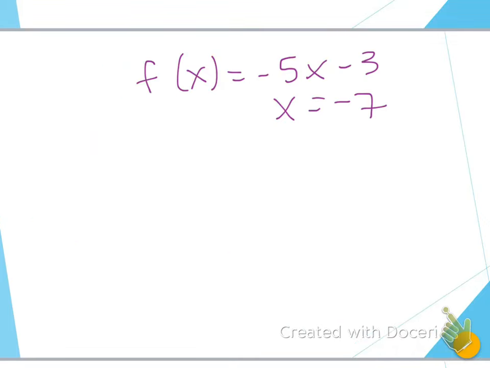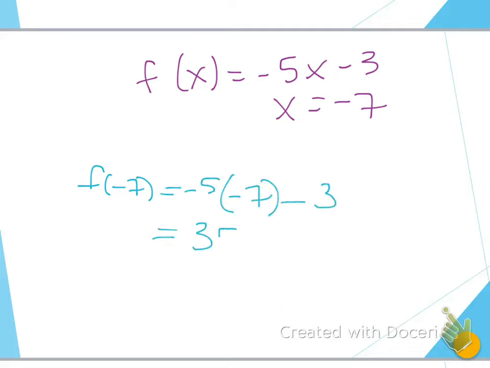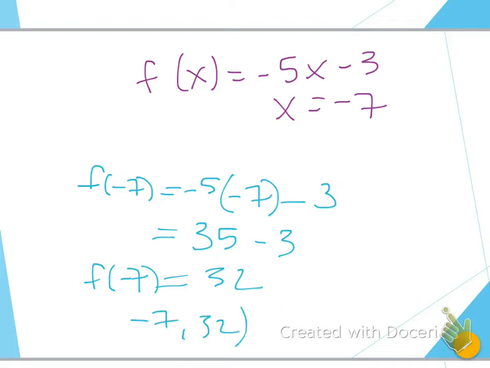Okay, this time we have x representing -7, so f of -7 is equal to -5 times (-7 minus 3). So we should get a positive 35 minus 3, which is 32. So f of -7 is 32. The point is (-7, 32).